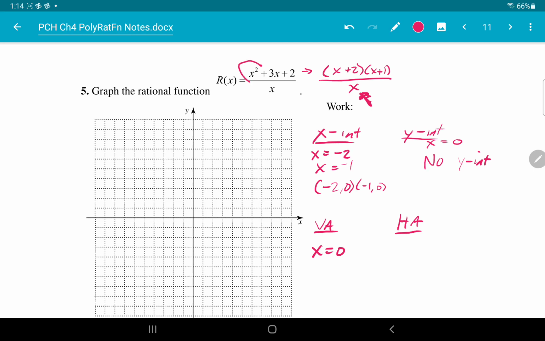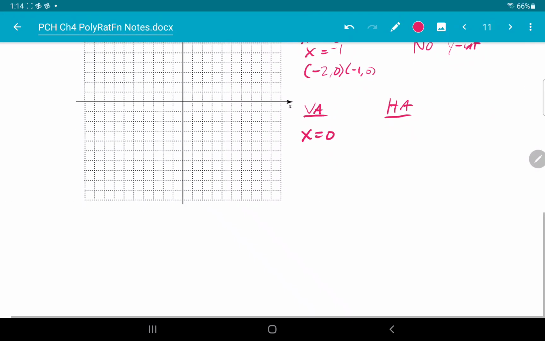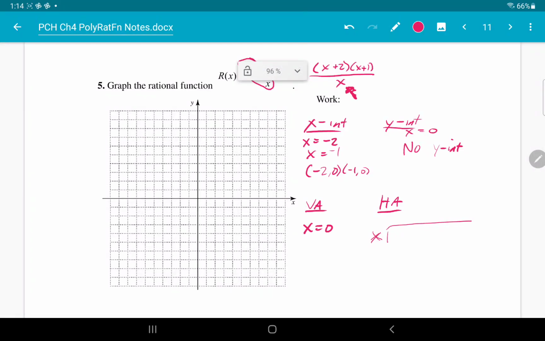And as we take a look at horizontal asymptotes, we can see here that the degree on the numerator is 1 degree more than the degree on the denominator. So actually what we're going to do is divide it out. X divided, or sorry, not the other way around. X squared plus 3x plus 2 is divided by x.